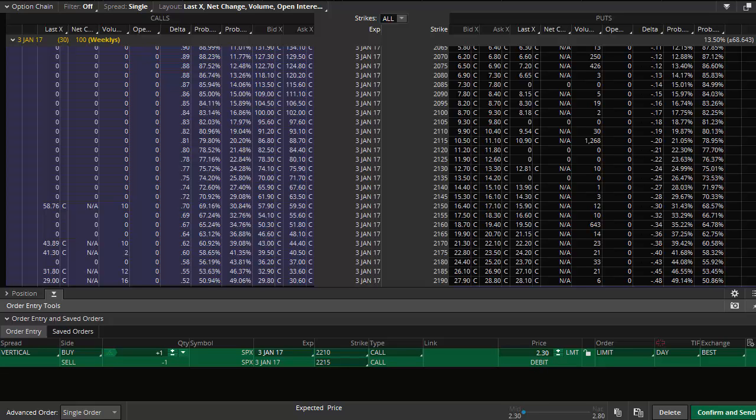And if I wanted to put in this trade, I would simply click on confirm and send, and then wait for the order to be filled. And that's pretty much a simplified example of how to trade debit spreads.